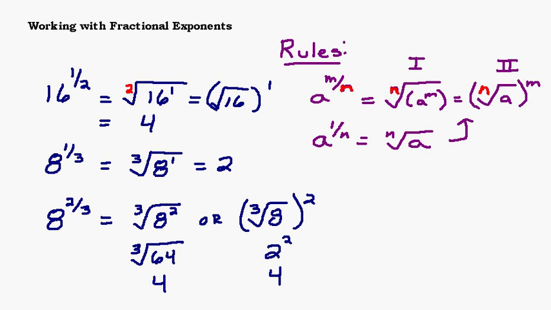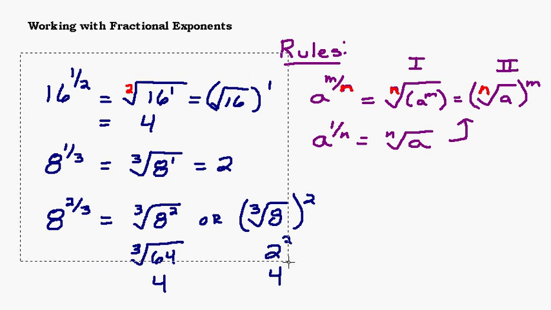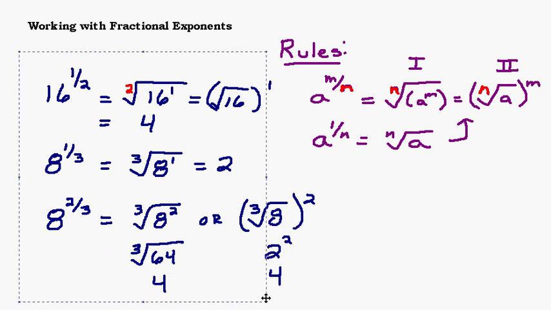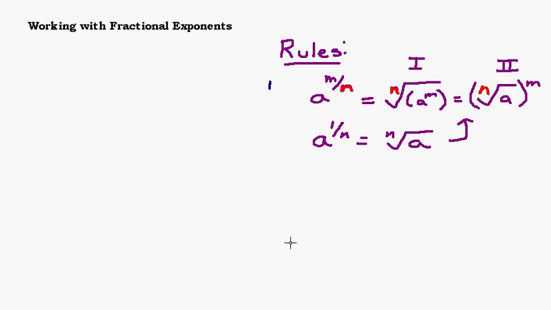Alright, so hopefully you're starting to see how these work. Let's throw in maybe some negative exponents and see what that looks like with a fraction. What if we have, how about 64 to the negative 3 over 2?